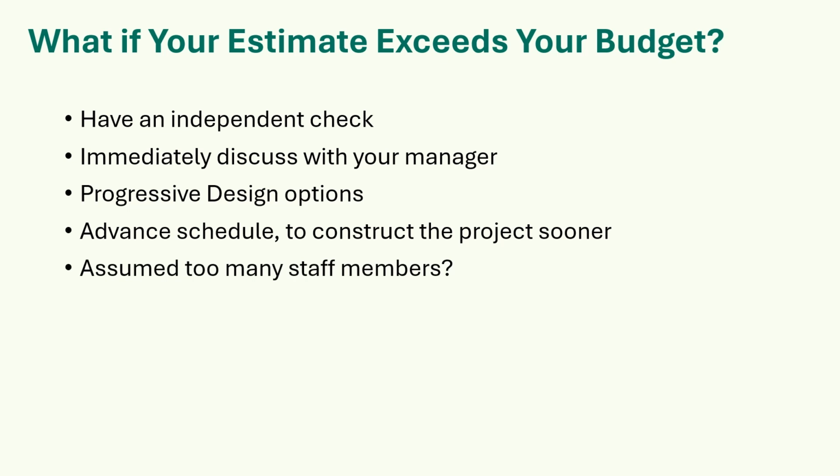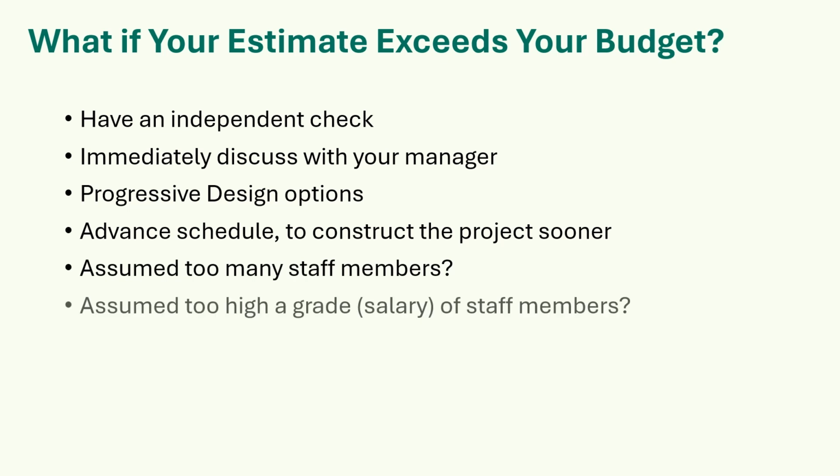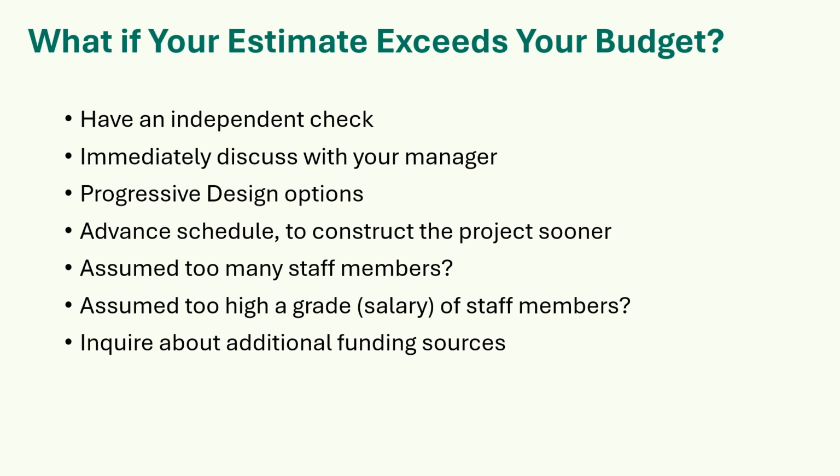Maybe you have too many staff members assigned to the project, or assumed too high a grade or salary of staff members? Inquire about additional funding sources. Look at opportunities to reduce the scope of work, albeit this is often the least preferred option. Maybe you can design the entire project, but only construct a logical portion, with the remaining scope programmed for future funding and hopefully, eventually constructed. Maybe you reduce the project limits, reduce the number of widgets, or otherwise pare down the project scope to still accomplish a sensible project. Most important, communicate your concerns to your leadership.